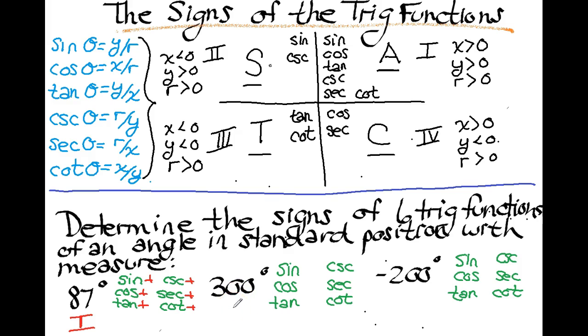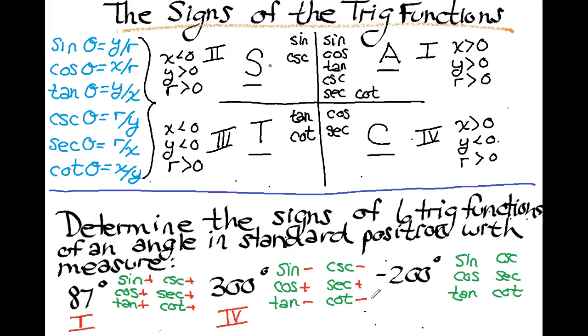Next example, 300 degrees. If we drew an angle of 300 degrees in standard position, the terminal side would fall into quadrant 4. So let me mark quadrant 4 down here. And in quadrant 4 we have a C, meaning that only cosine and secant are positive. Cosine and its reciprocal. So the only two functions in that quadrant that are positive are cosine and secant. All the rest are going to be negative. So I will mark them as negative.